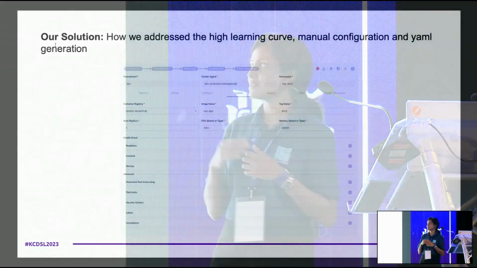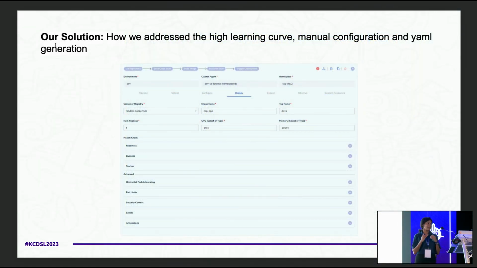Okay. So what we ended up doing is something like this. We address the high learning curve and manual manifest generation through a UI. We came up with a form. It's a UI form, and we guide our developers to fill out this form. They can put the configuration and everything, and they can use this tool to generate their manifest, their YAML files, using this UI application.